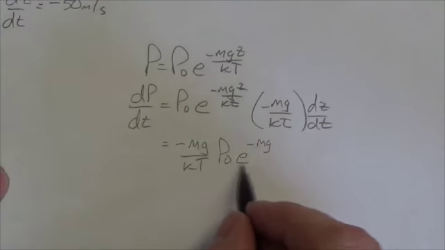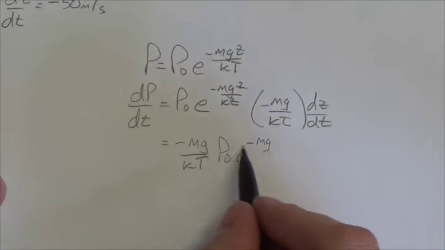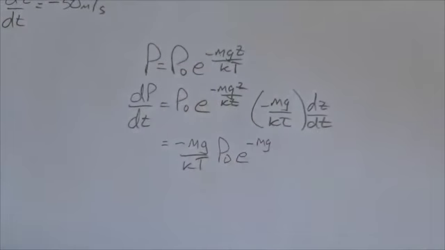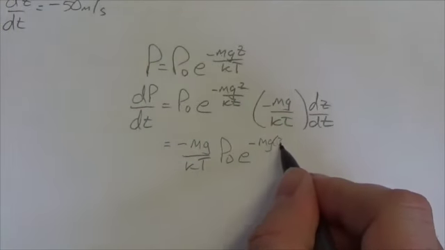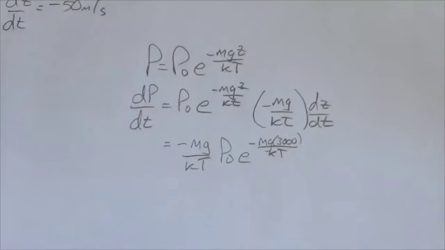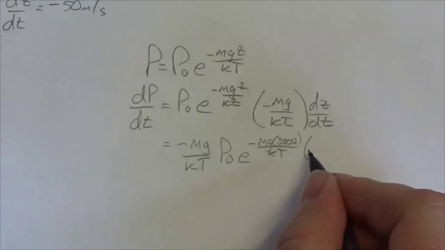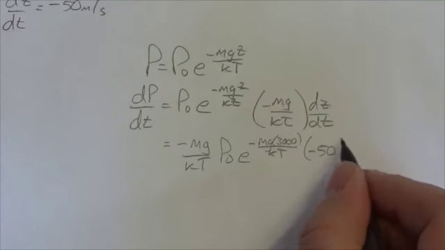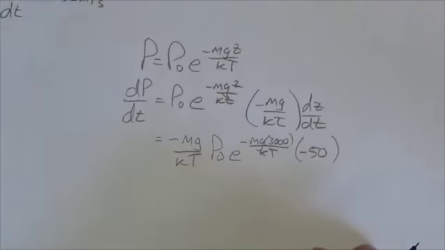So this is going to be negative mg over kt, those are constants, I don't know what they are, times P naught, and then e to the negative mg, well, Z I do know. Those are constants here, but I do know what Z is. Z is 3,000 here, so I can write that in. So this will be times 3,000 over kt, and I know that dz by dt is negative 50 meters per second.